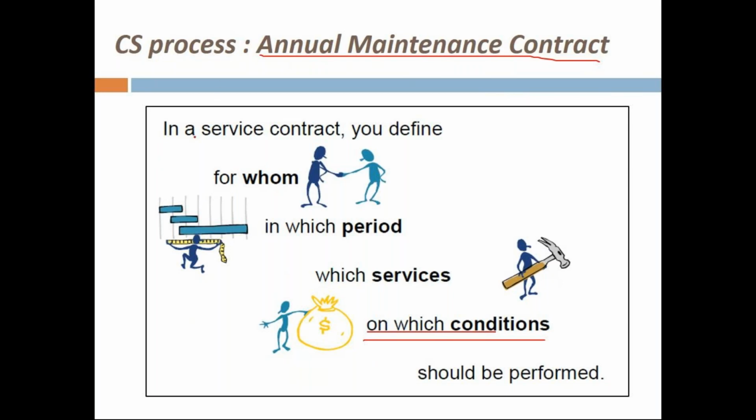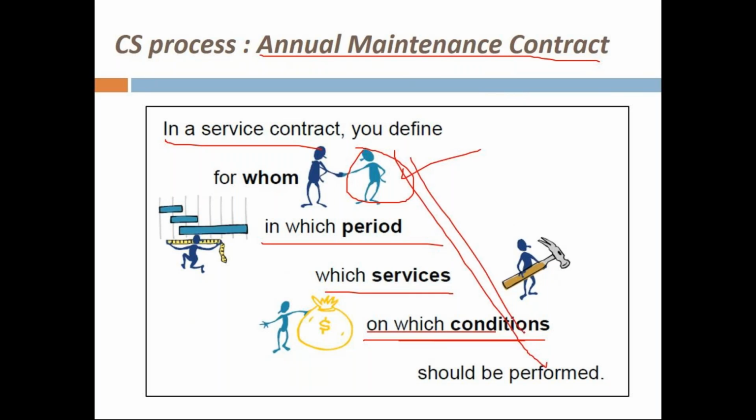So in the service contract, you will have a contract stating to whom you are going to do servicing, your customer, what the period is, what services you are going to do in that period, and the conditions. What is the amount I am going to charge. Based on this, your service order or service notification will get generated automatically.